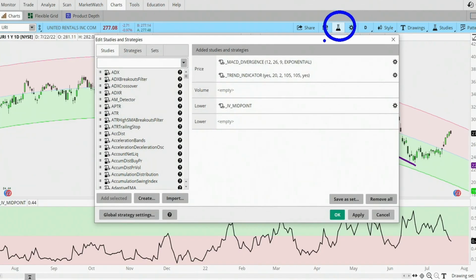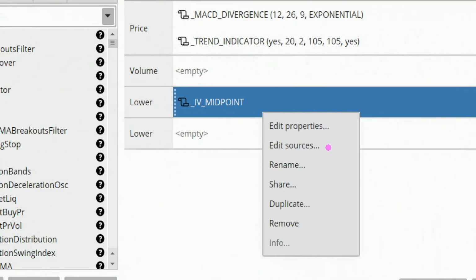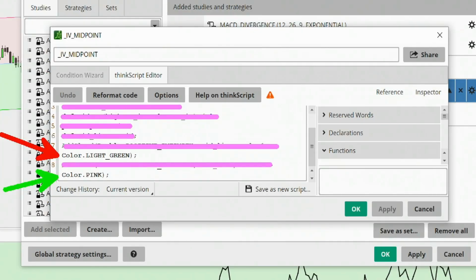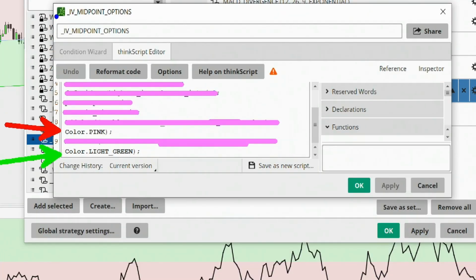Click on your studies beaker, then click on your implied volatility. I've named mine midpoint. When you double right click, you can click on edit source. And if you rewrite these two colors, where pink is, write light green, and where light green is, write pink, to look like this, then change the name to save it and click OK.